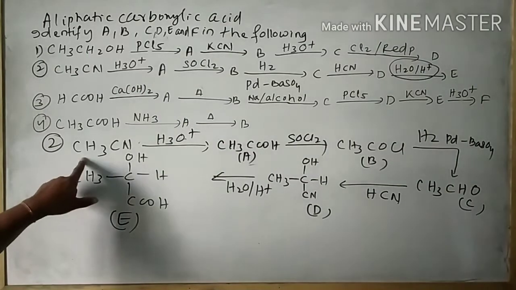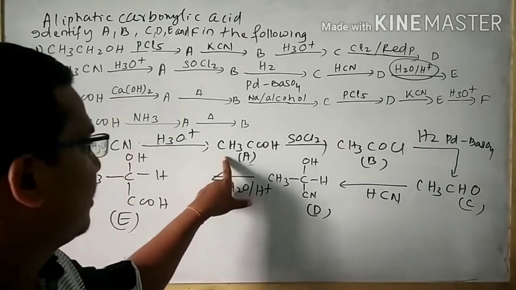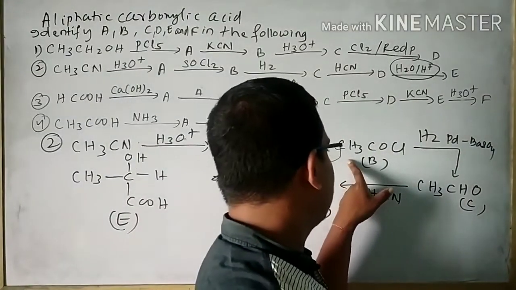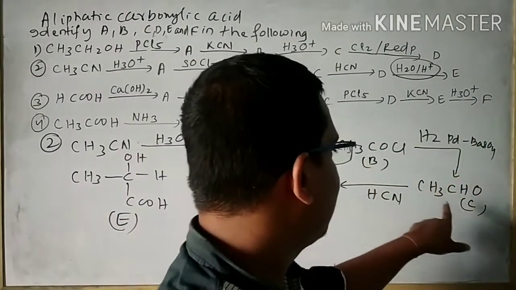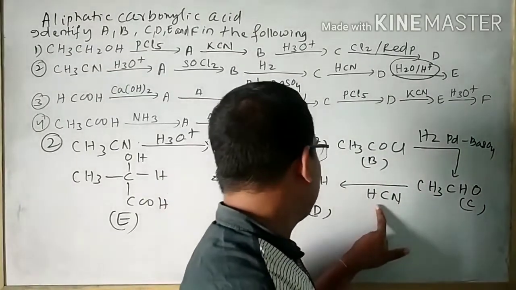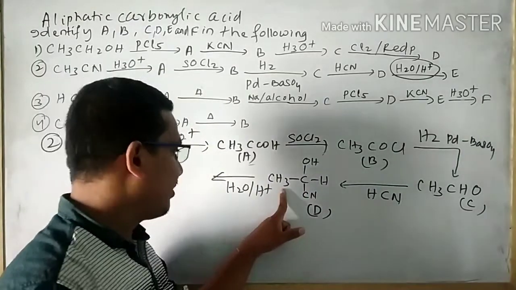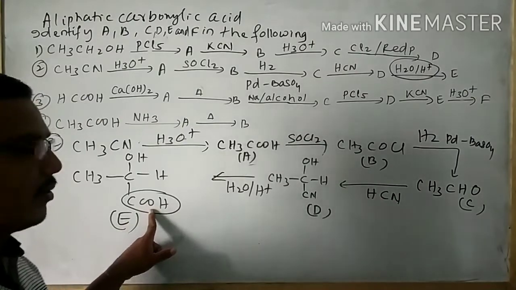At first CH3CN reacts with H3O plus and gives CH3COOH. Then again it reacts with SOCl2 and gives the acid chloride, that is CH3COCl, and it undergoes Rosenmund reduction and gives acetaldehyde. Acetaldehyde reacts with HCN and forms a cyanohydrin compound like this. And this cyanohydrin compound undergoes acid hydrolysis and COOH will be formed here.